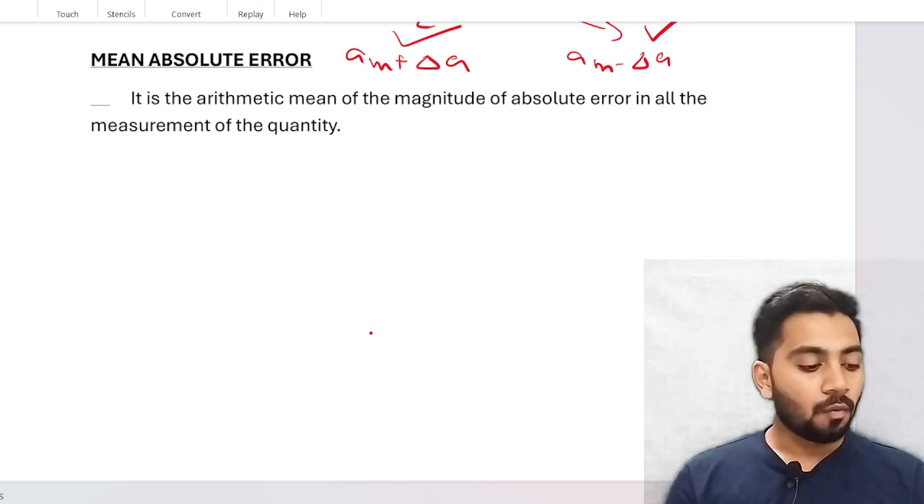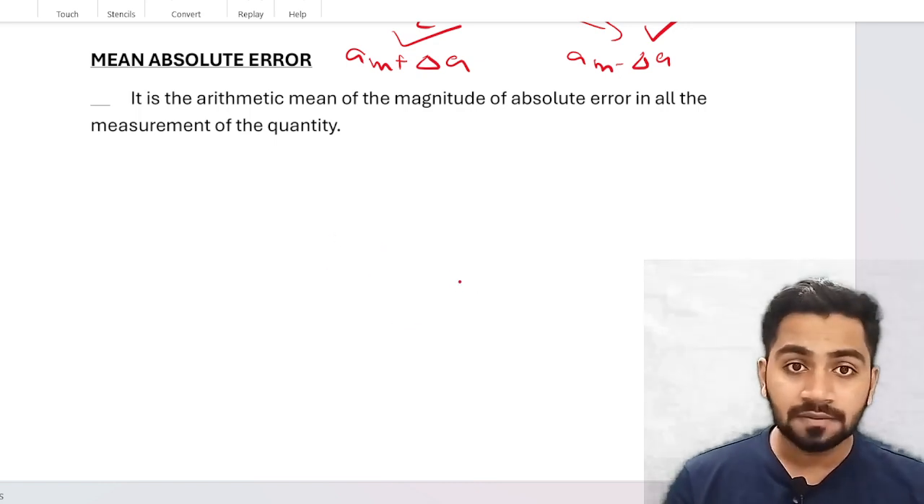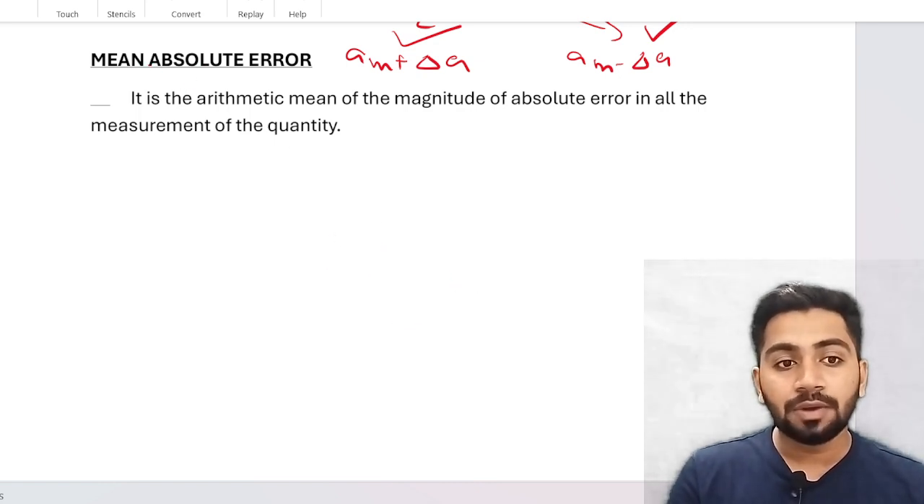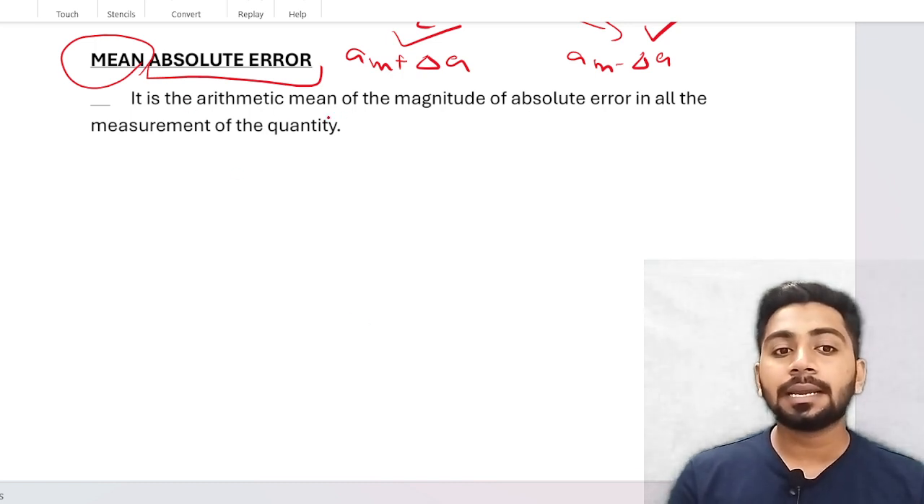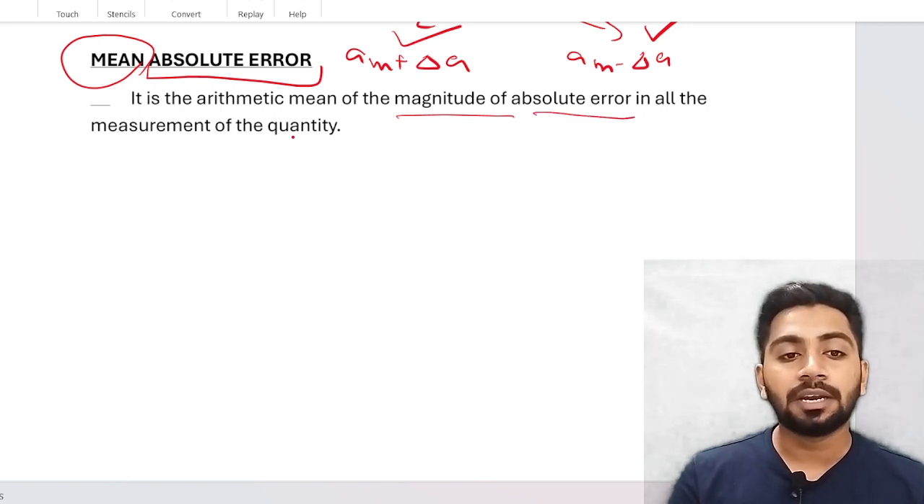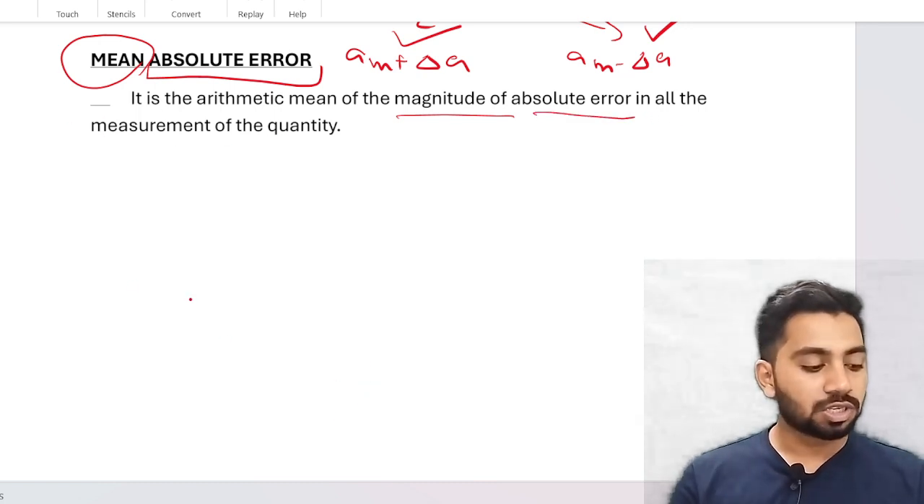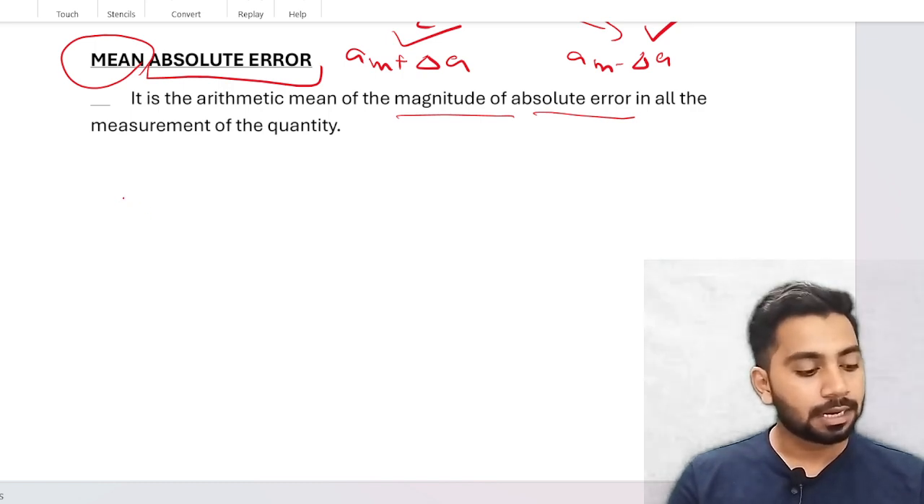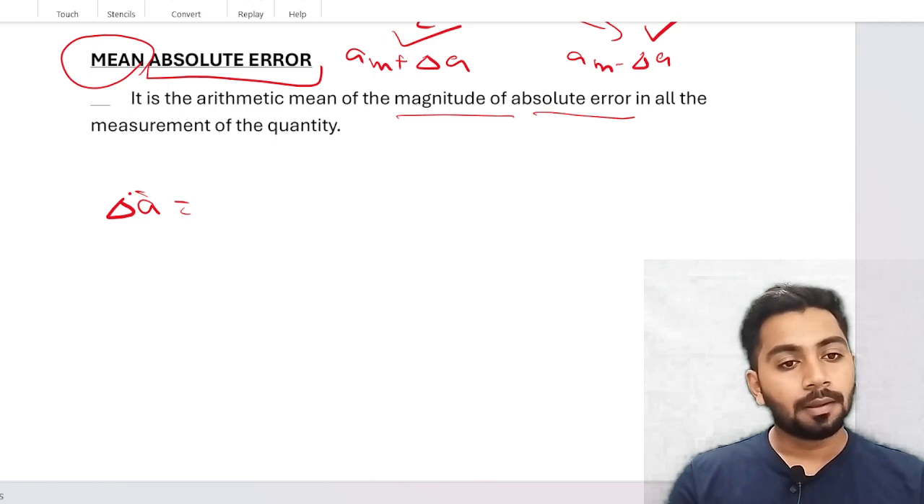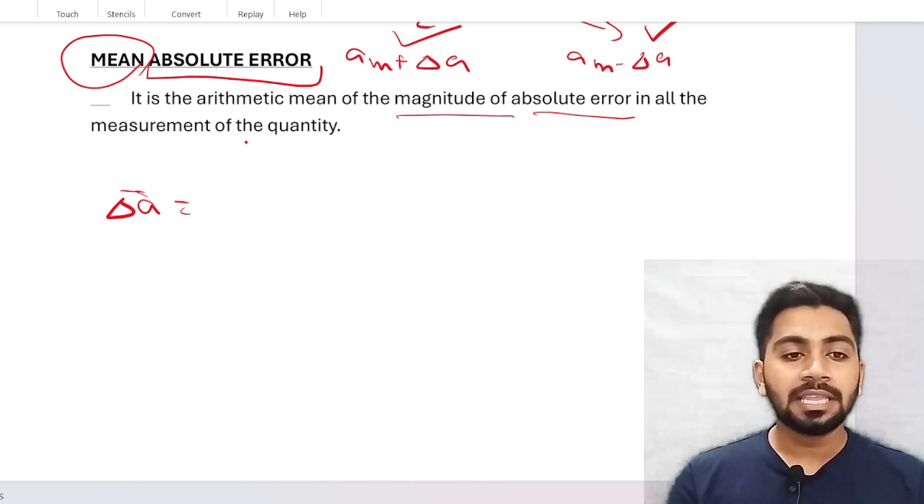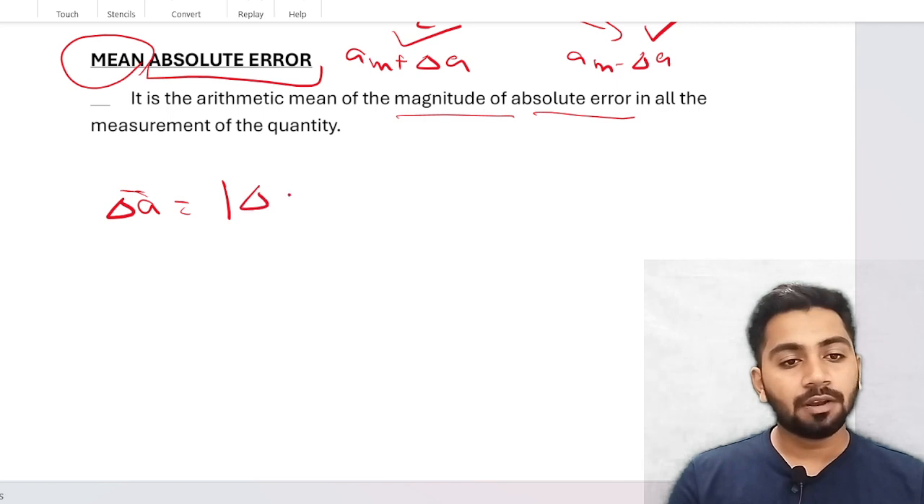Okay, now mean absolute error. What do you mean by mean absolute error? The name itself is telling. Just now we discussed absolute error, and here it says mean, which is the mean of absolute error. It is the arithmetic mean of the magnitude of absolute errors in all the measurements of the quantity. So simple. It is the mean of our absolute errors. We represent mean absolute error by this. Now we have got our values.